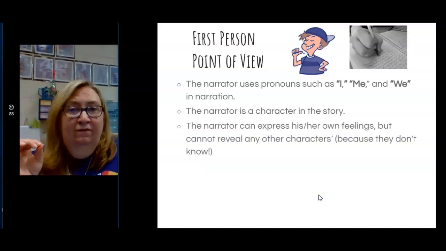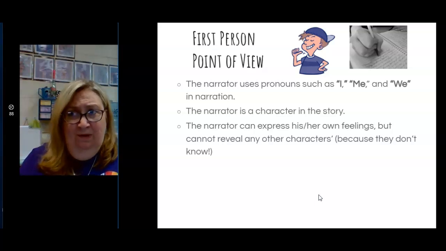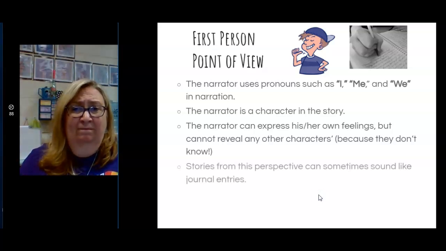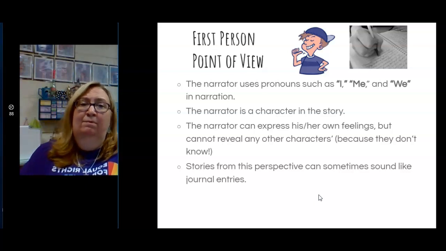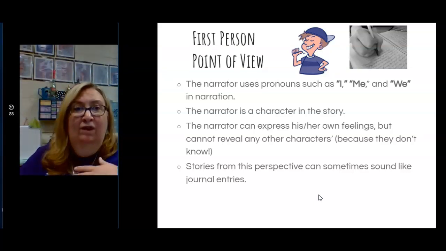When it's in first person point of view, the narrator can express his or her own feelings, but they don't know any of the other characters' thoughts or feelings because they don't know them. I can't read your thoughts. I can't tell other people what you're feeling. You would have to tell that. Stories from the perspective of first person often sound like a journal entry because you're only hearing about one person's experience.